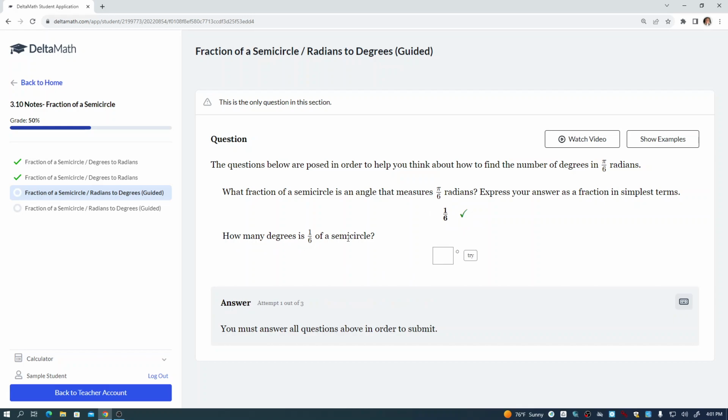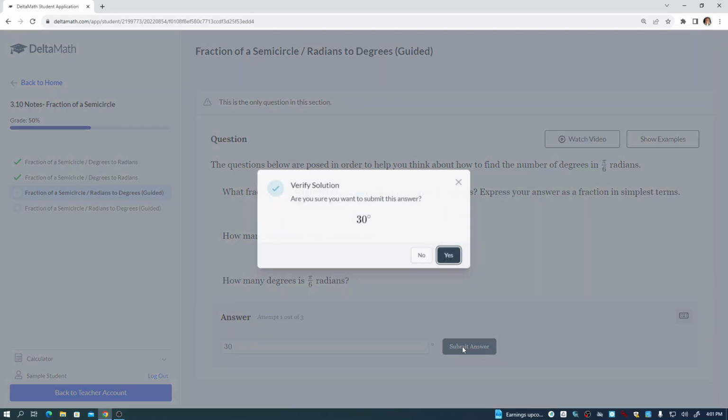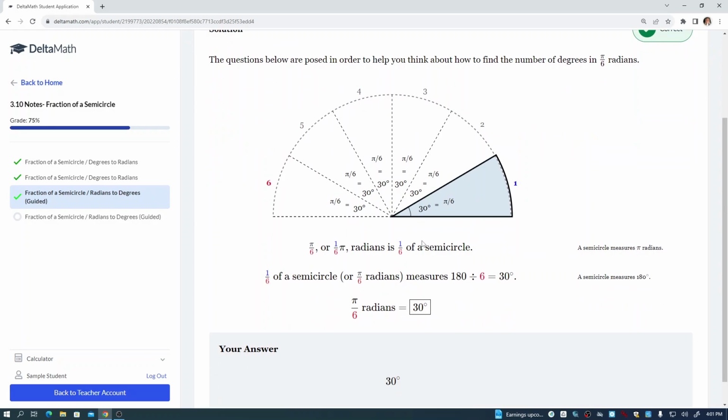How many degrees is 1/6 of a semicircle? Well, 1/6 of 180 is what you're doing. That would be the same as 180 divided by 6. 18 divided by 6 is 3, so that should be 30 degrees. So how many degrees is pi over 6? It's 30 degrees. I know that seems kind of repetitive to have to type it again, but it's just saying this is 1/6 of pi. And our pi is our semicircle. So 1/6 of 180 would be 30 degrees.